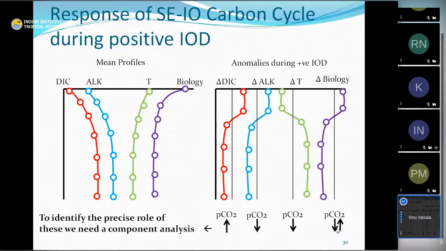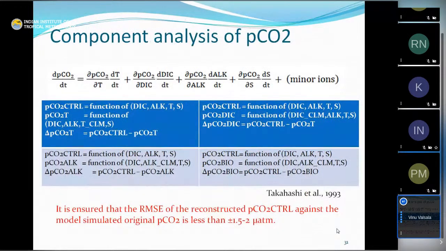So to identify this, we need a component analysis. What biogeochemists depend upon is that we can decompose the total PCO2 in terms of the individual components as a partial derivative. So the total derivative is the sum of the derivatives due to the temperature component, DIC component, alkalinity component and salinity component, plus minor ions. I'm not going to talk about the minor ions here. Here the biology is embedded in alkalinity and DIC, because when biology happens, alkalinity changes as well as DIC. So now we can reconstruct the PCO2 in a controlled fashion, giving the model DIC, alkalinity, temperature and salinity. Then we can reconstruct the controlled PCO2.